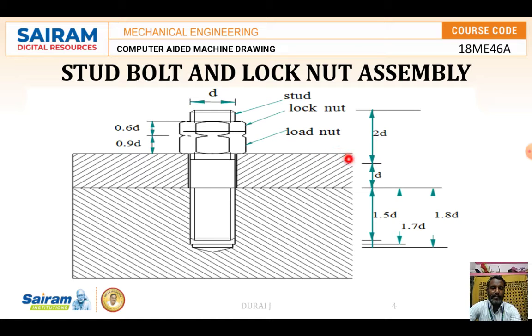The height from here to here is 2d. From here to here, this will be d. Then from here to the bottom. The end of the stud from the nut, from here to here, the distance is 1.5d. The whole space is up to 1.7d, and including the V shape, it is 1.8d.